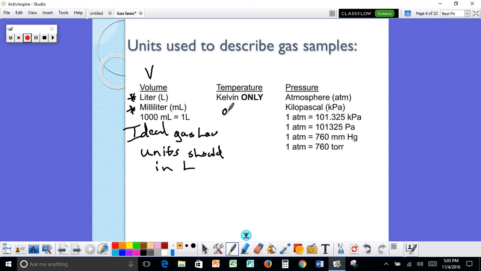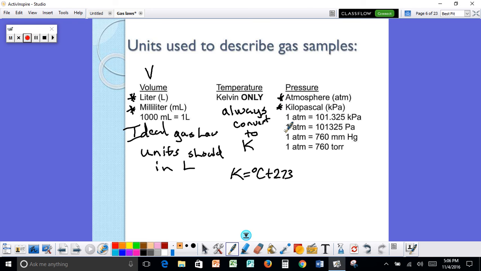Temperature, always convert to Kelvin. Now, most of the time our temperature will be given in Celsius, so Kelvin equals degrees Celsius plus 273. And that's just an important factor to remember. And for the most part, in this unit, I will give you pressure in terms of atmospheres, but kilopascals are also acceptable in this.